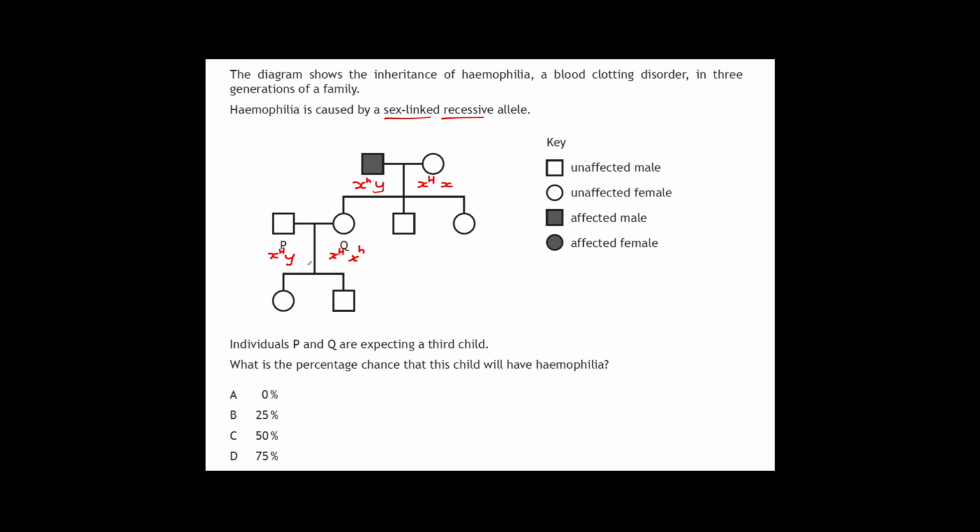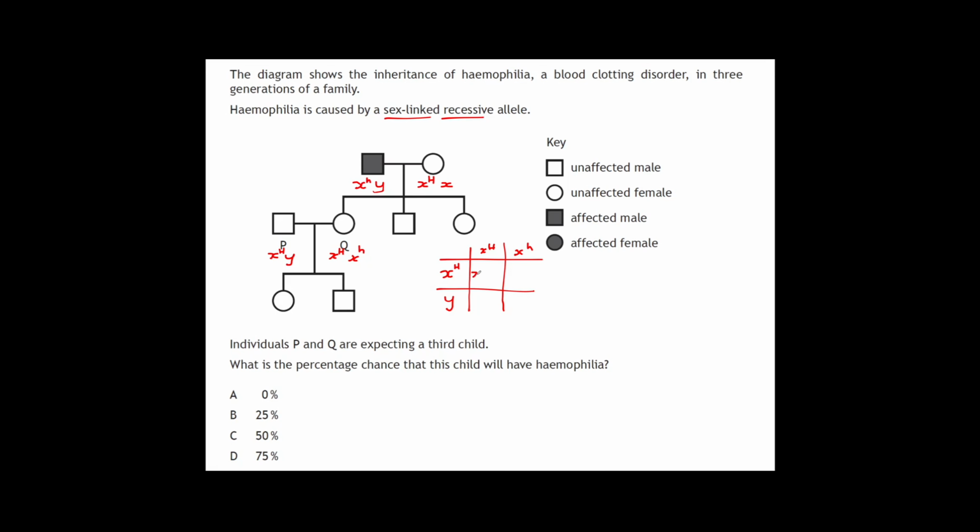So therefore, we have to work out what the chance of their child having haemophilia will be. So we do a Punnett square for these P and Q individuals. So we've got an X capital H and Y for the male, and we've got an X capital H for the female parent and X lowercase h there. And we pop them into our Punnett square like so.